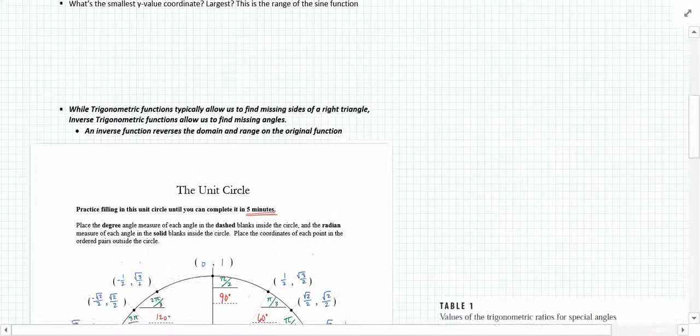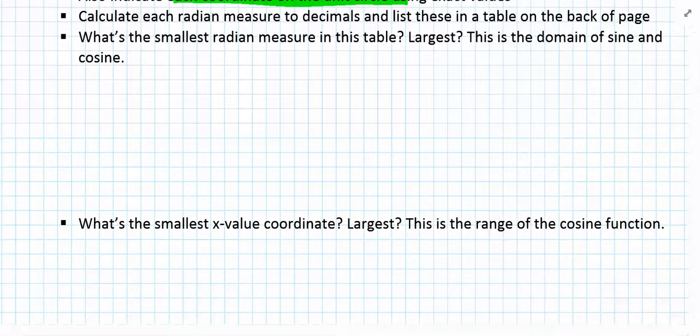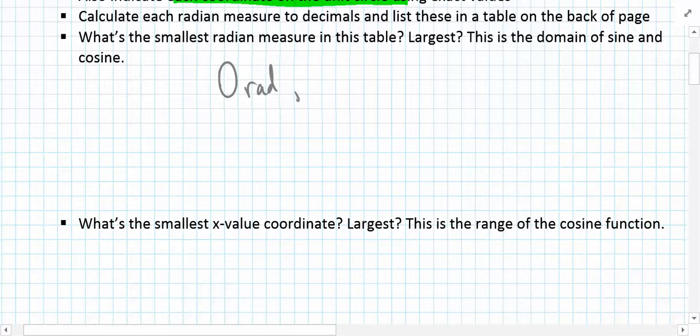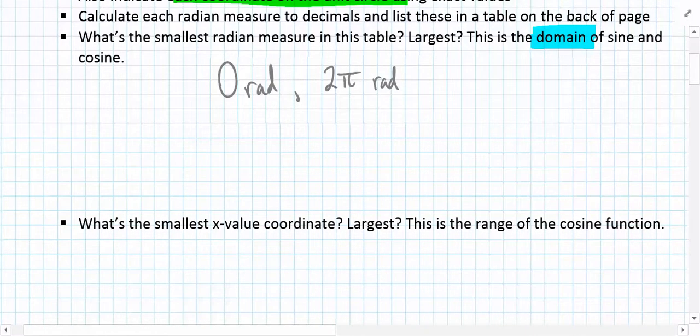Now, to finalize the video, I would like to talk about these few questions that we had at the start of our notes today. The smallest radian measure that we saw in this table was 0 radians, and the largest radian measurement was 2 pi radians. This is essentially the domain of our sine and cosine functions. What I mean by that is we could select any angle measure between 0 radians and 2 pi radians and enter that as an input value into the function sine or cosine.